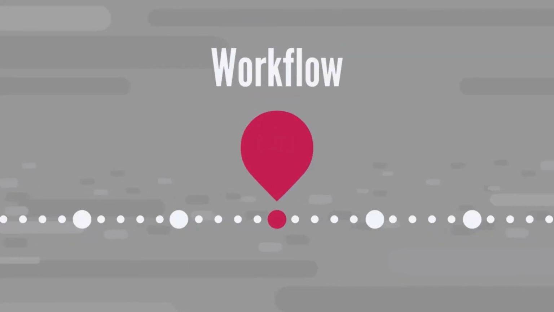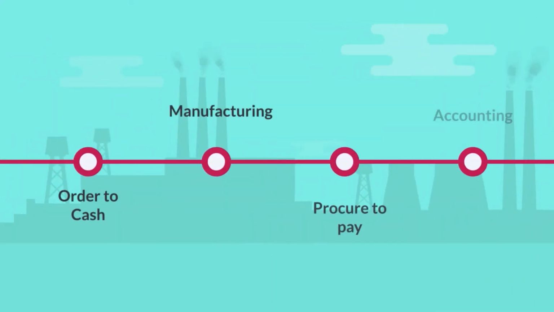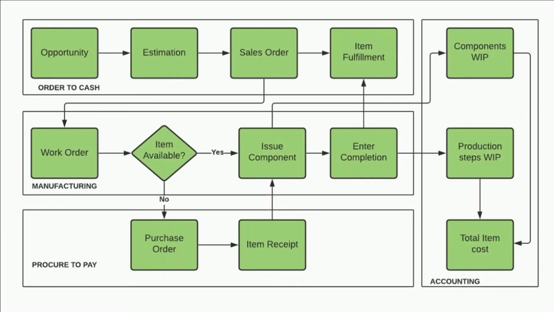Let's have a look at a workflow diagram of how NetSuite will take care of order to cash, manufacturing, procure to pay, and accounting process. If an opportunity comes in and we create an estimation on the sales order level, we have an option to create a work order based on item availability. If the item is not available, we can create a purchase order and then receive those items.